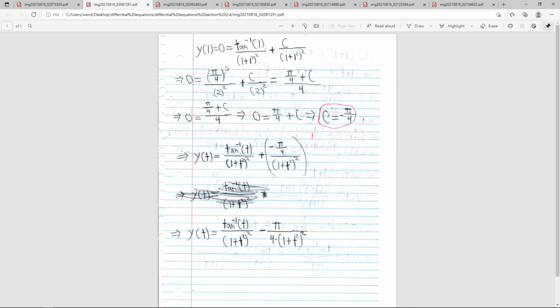Inverse tangent of 1 is exactly just pi fourths, because that's where sine and cosine, when divided by each other, give you the same thing. Sine divided by cosine gives you 1. So pi fourths, and the 2 squared will be just 4 in the end. So we can combine these terms, they both have the same denominator. So pi fourths plus c divided by 4 is equal to 0.